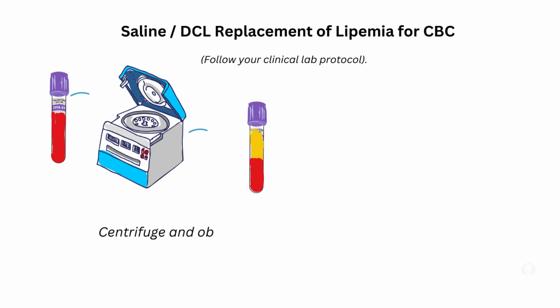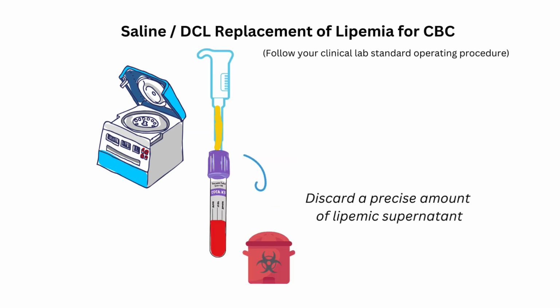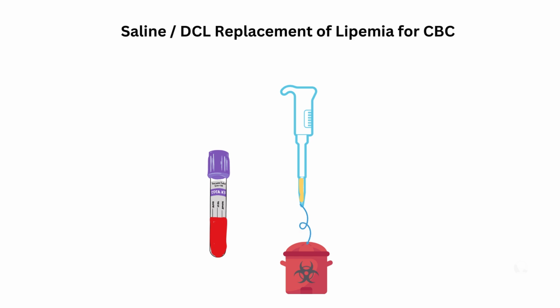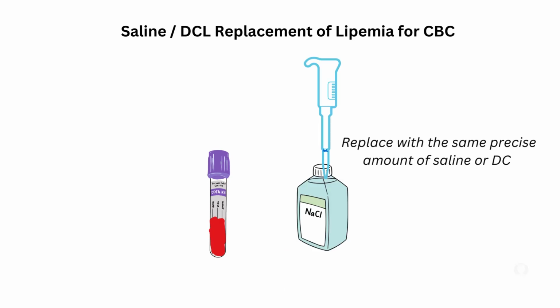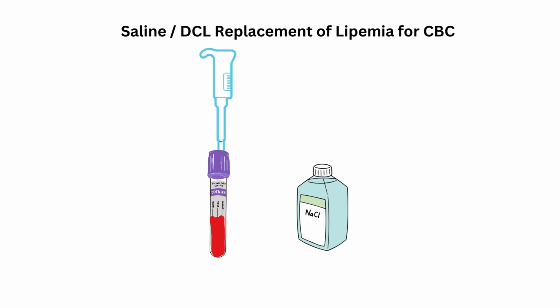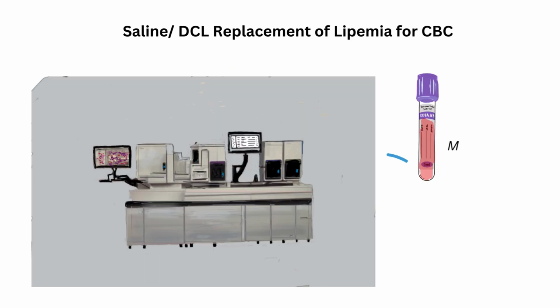If you spin the specimen and see lipemia, you can perform saline replacement. We take out a precise amount of lipemic plasma and replace it with the same amount of normal saline. Mix well, and you're ready to retest for the CBC. And afterwards, verify the CBC parameters and RBC indices to see if it corrects.